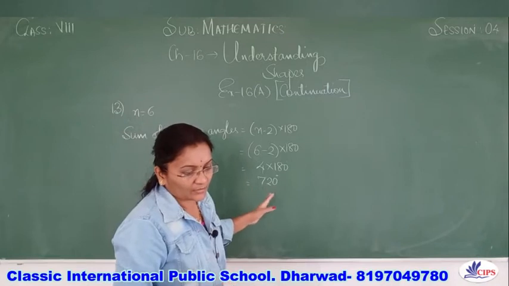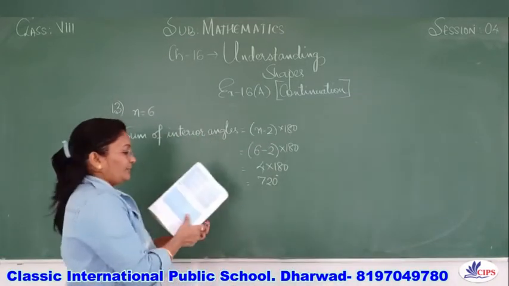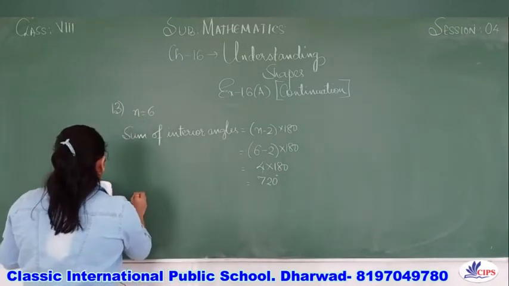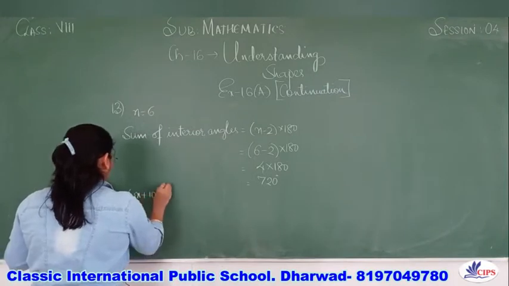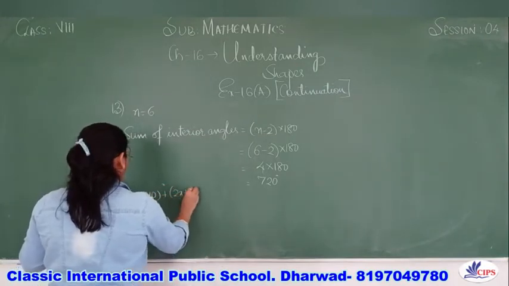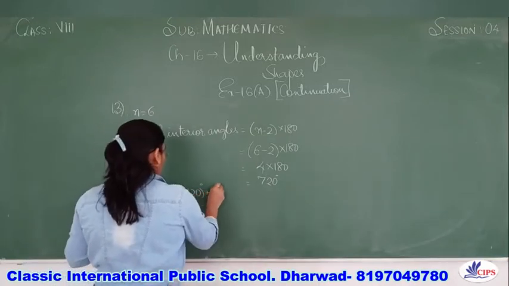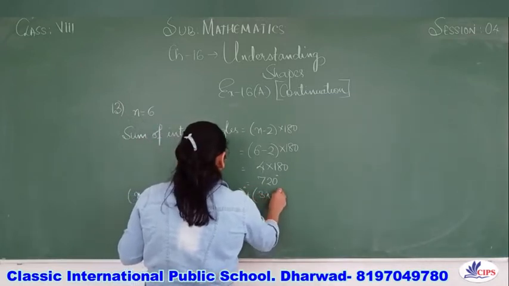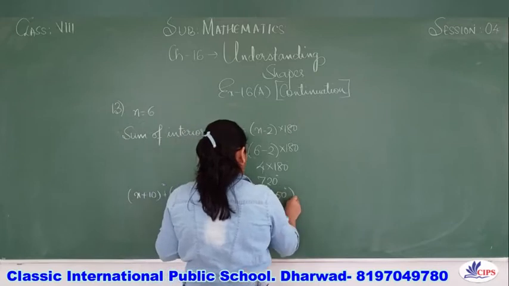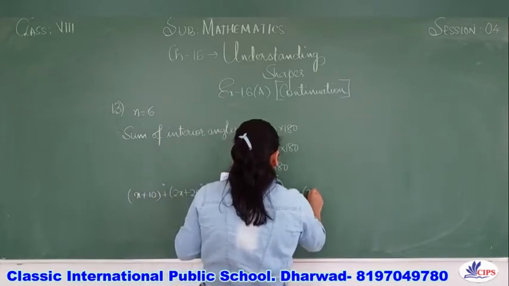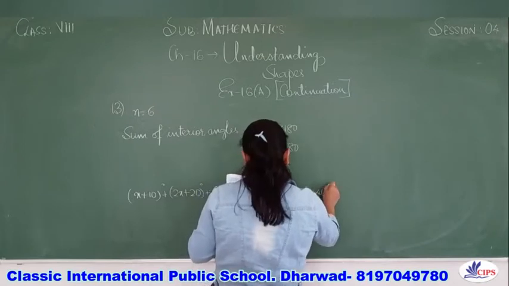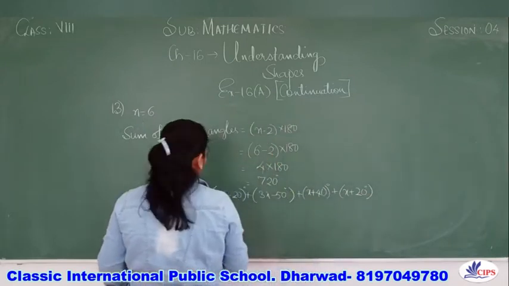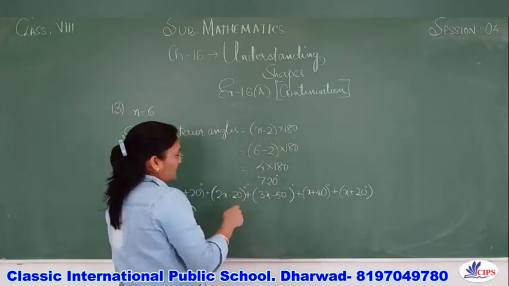Now let us take all the angles they have given you. So here, angles are x plus 10 degree plus 2x plus 20 degree plus 2x minus 20 degree plus 3x minus 50 plus x plus 40 and x plus 20 they have given you. So all these 6 angles I have taken and we have added them, because all these will add up to how much?